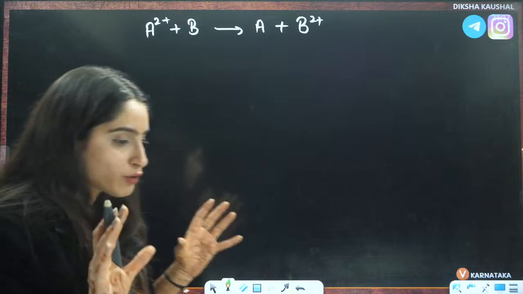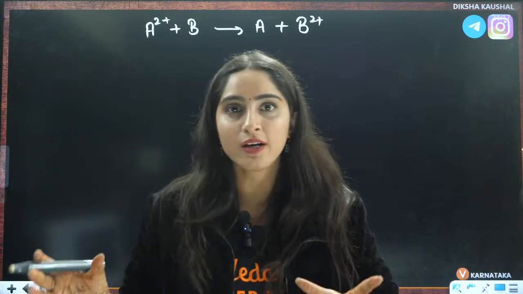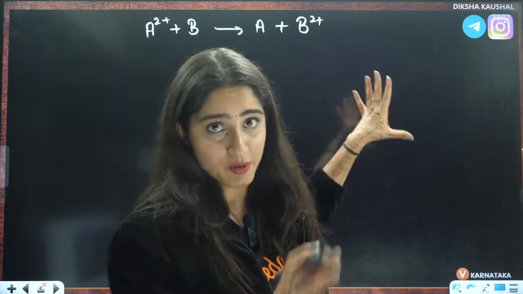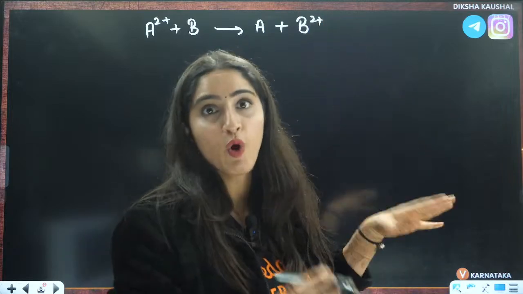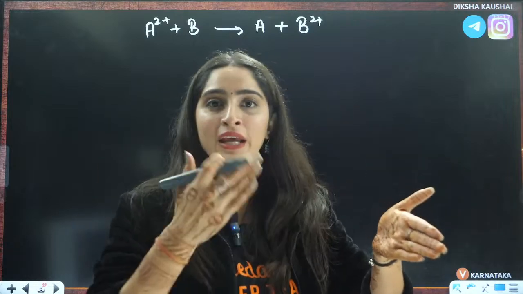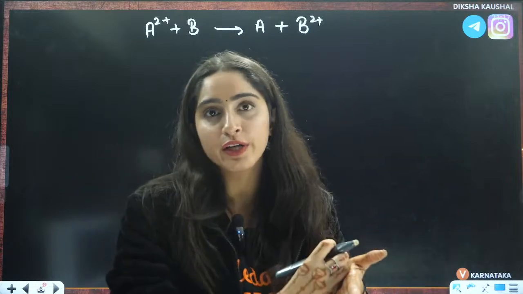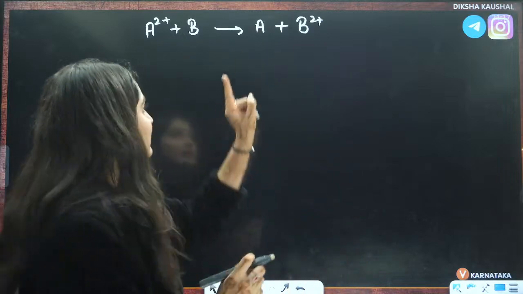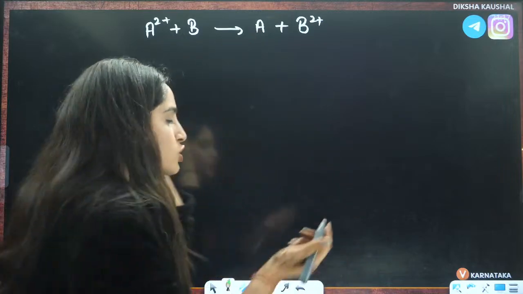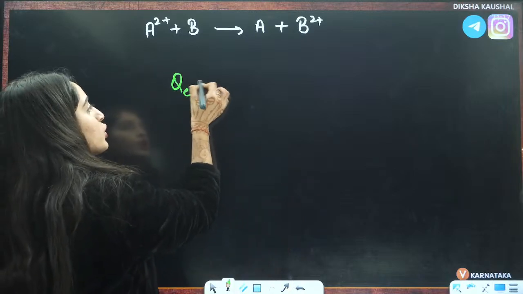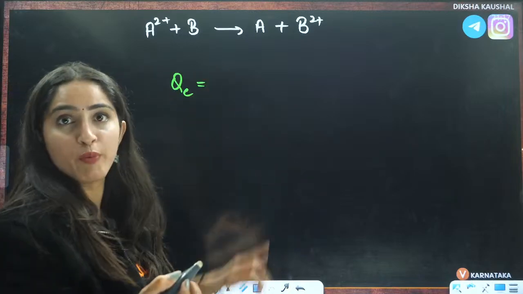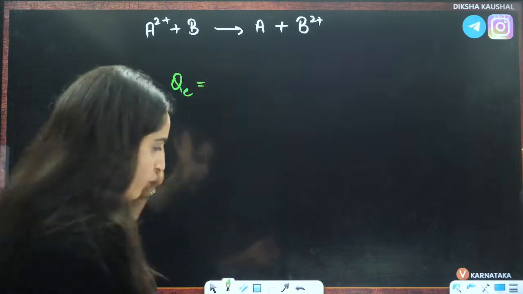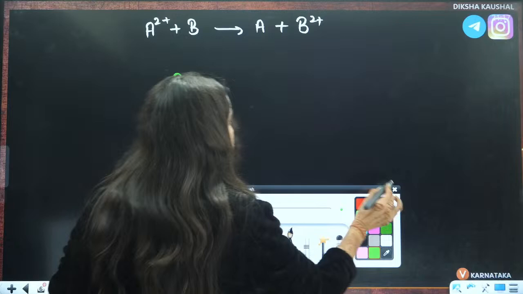Now, I don't know if you remember equilibrium or not. So, assuming that you don't remember equilibrium at all, that's why I'm telling you in detail how to calculate the value of QC in every reaction. So, students, what is QC? QC is the concentration of products divided by the concentration of reactants raised to the power of the stoichiometry coefficient. So I'm taking the stoichiometry coefficient.